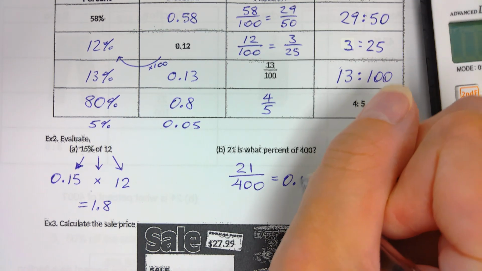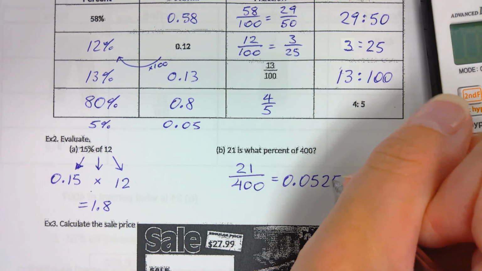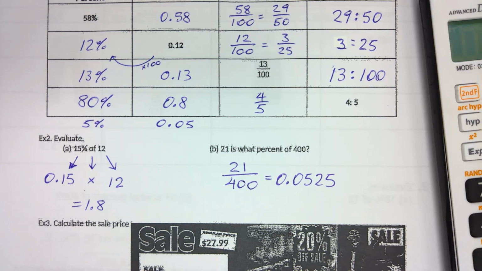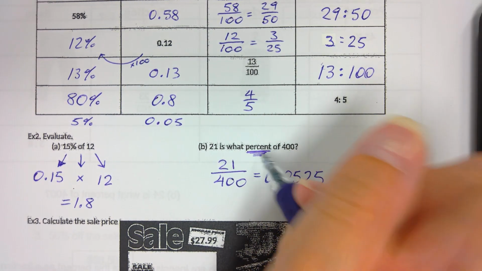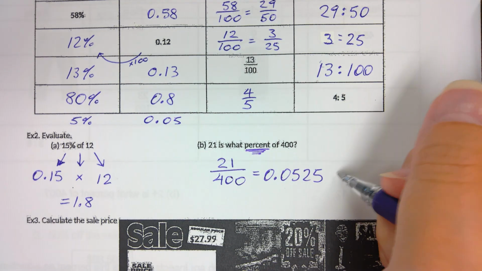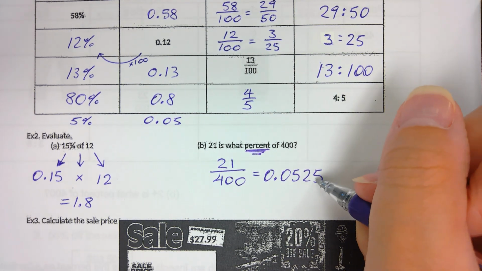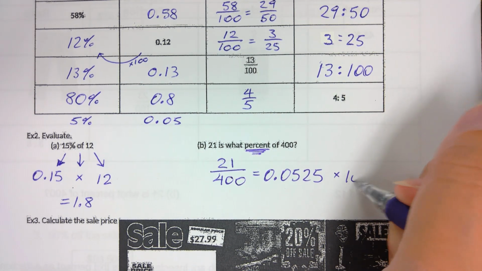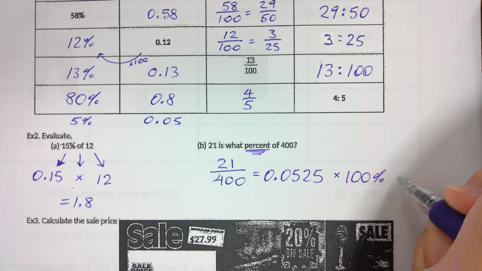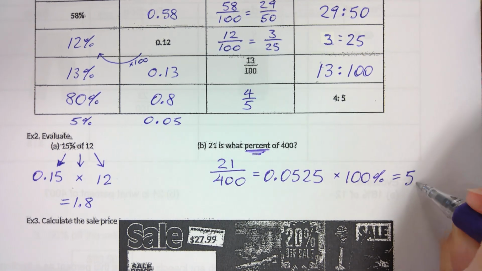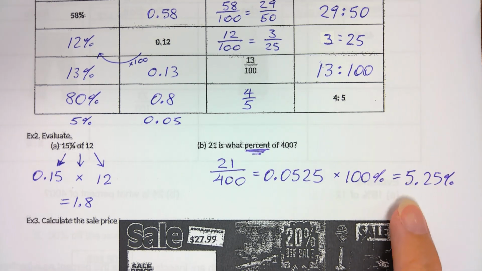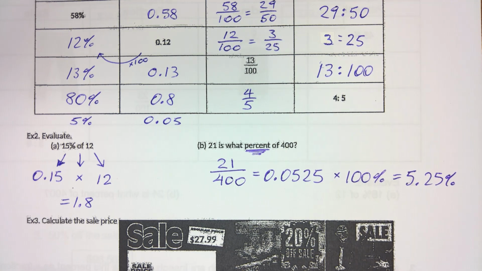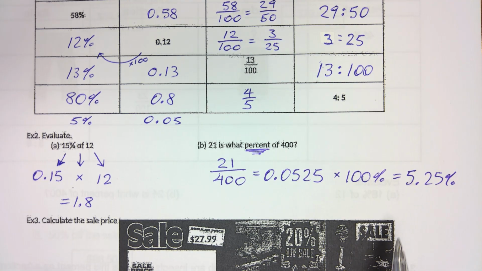Now, is that my answer? No. Why not? You have to multiply by 100, because they want the percent. What you got was the decimal. So to change from a decimal to a percent, you have to times it by 100. And you get 5.25%. Yes, you are allowed to have a decimal as a percentage. You don't have to have whole percentages. This is perfectly fine.